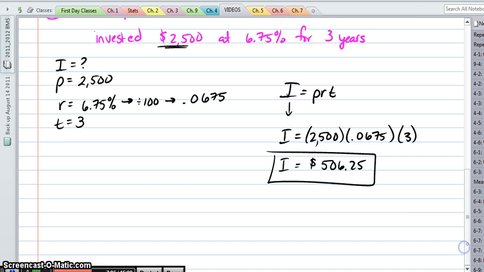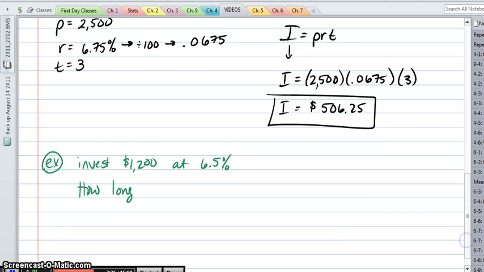Let's take a look at another example. So let's say I invest $1,200 at an annual rate of 6.5%. And I want to know how long it will take to earn $195.